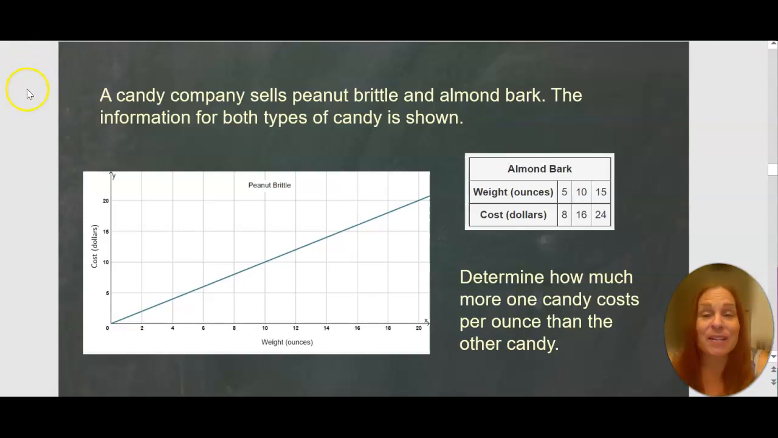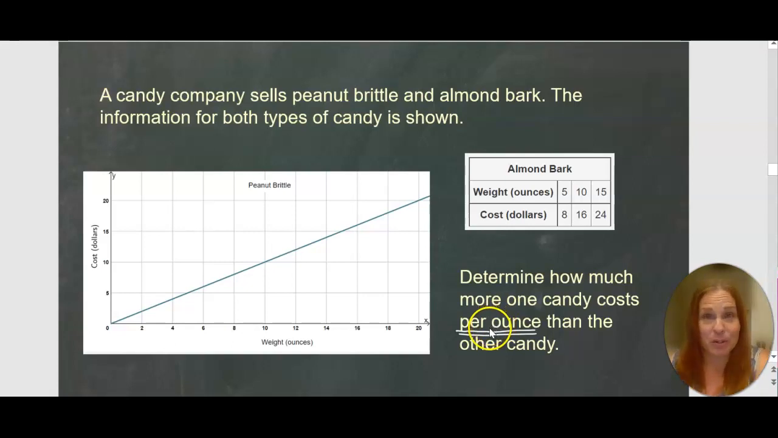A candy company sells peanut brittle and almond bark. The information for both types of candy is shown. So we have a graph for the peanut brittle and we have a table for the almond bark. Determine how much more one candy costs per ounce than the other candy. Now you see that, right? Per ounce means that we're finding the unit rate or the constant of proportionality.